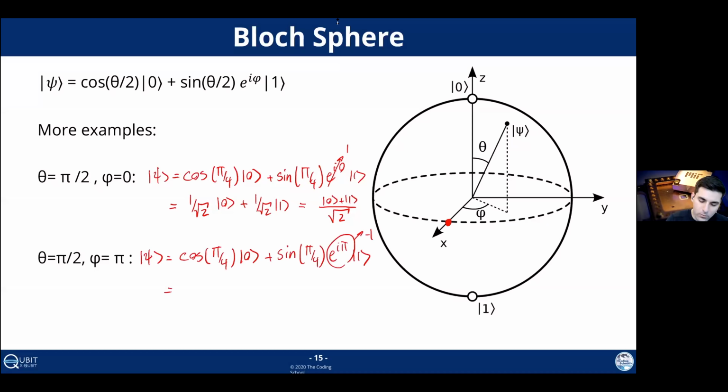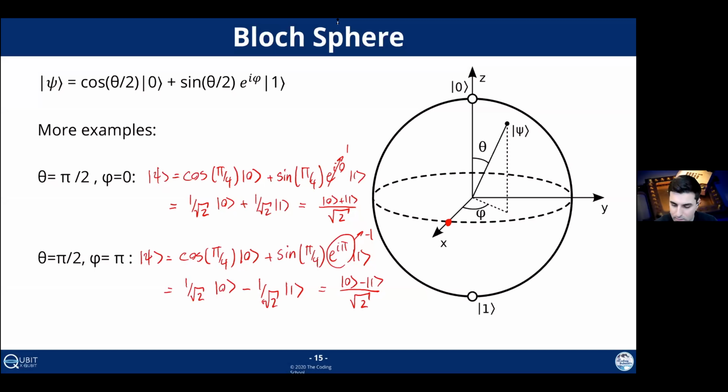What I end up with because of that is 1 divided by square root of 2, which is the value of cosine of pi divided by 4, times the 0 state, now minus 1 divided by square root of 2 times the 1 state. And of course, I can just rewrite this as the 0 state minus the 1 state, divided by square root of 2.